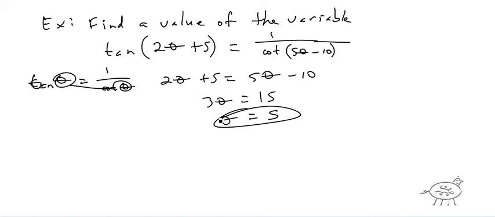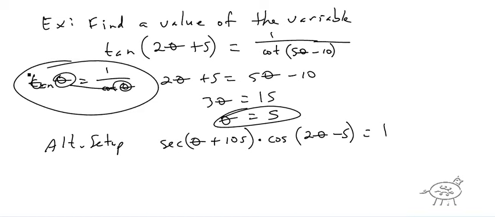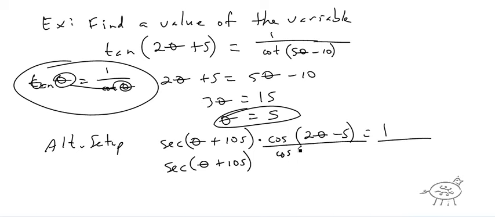And here's an alternate setup. What happens if you have secant of theta plus 105 times cosine of 2 theta minus 5 equals 1? So what if you have something like that? You really don't have anything to set equal, but what you should realize is you can manipulate this a little bit to have it look back to the reciprocal function, right? I can divide both sides by cosine of 2 theta minus 5.